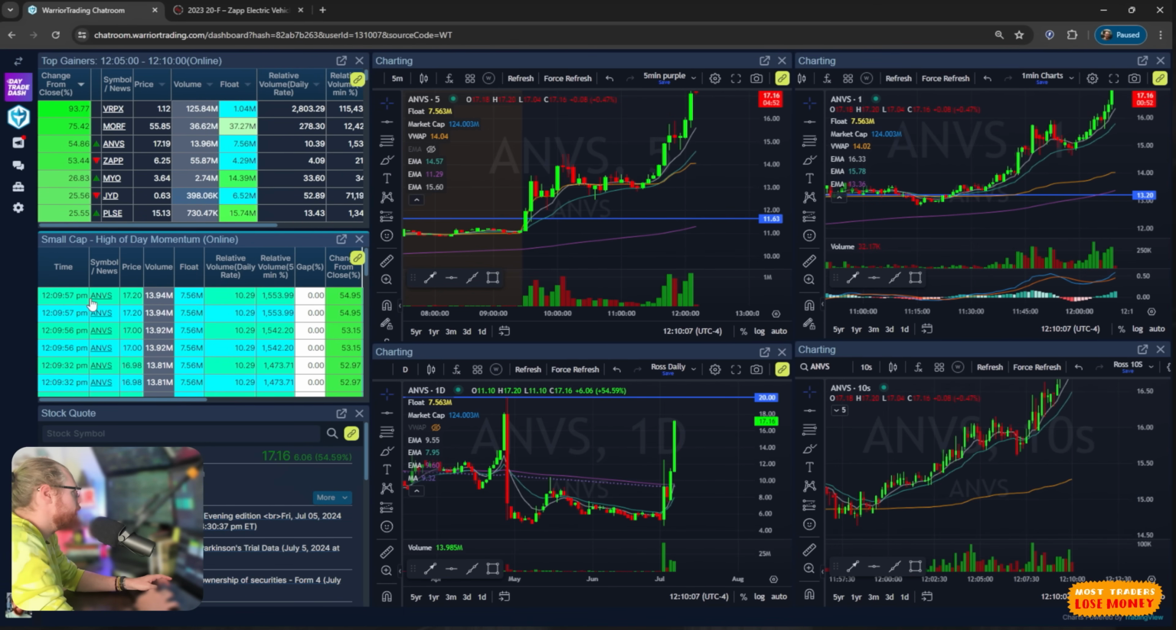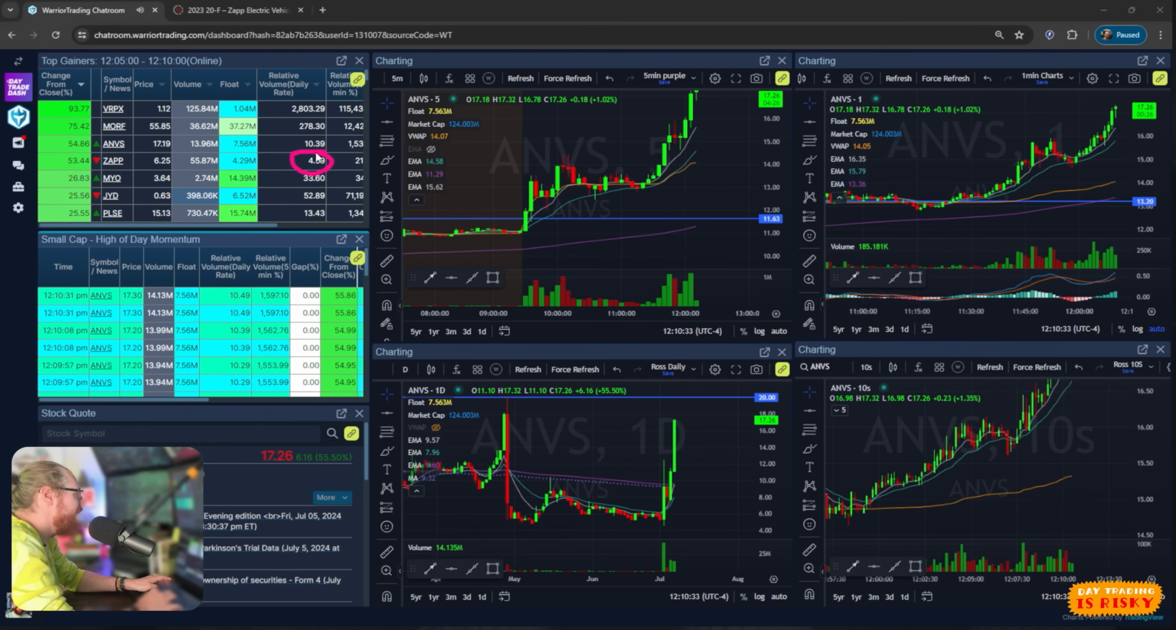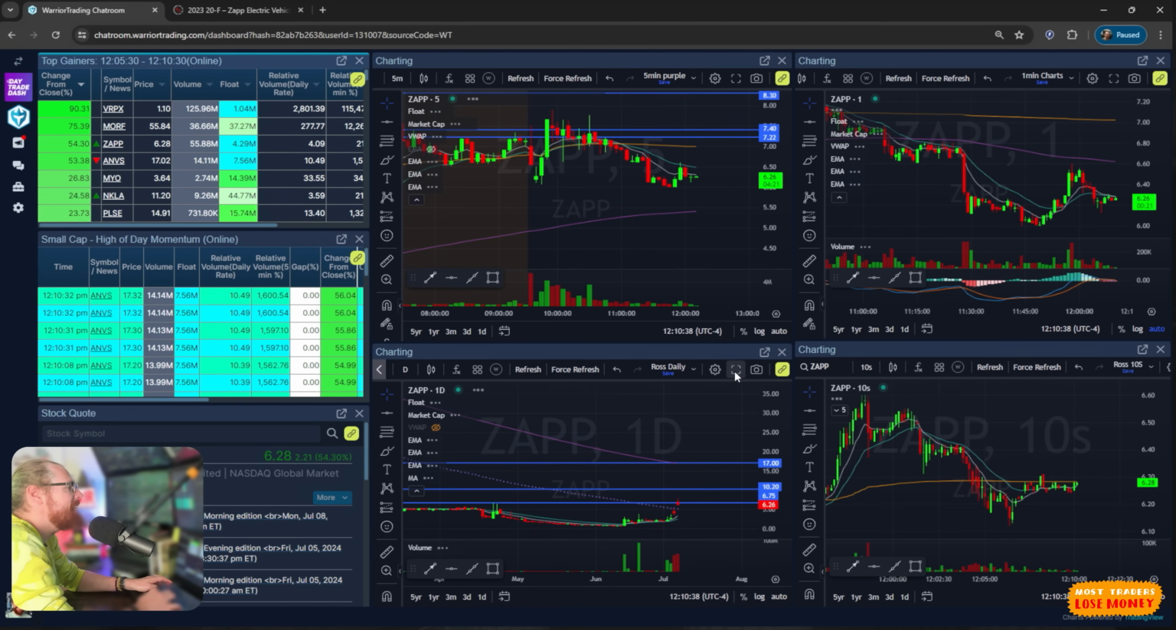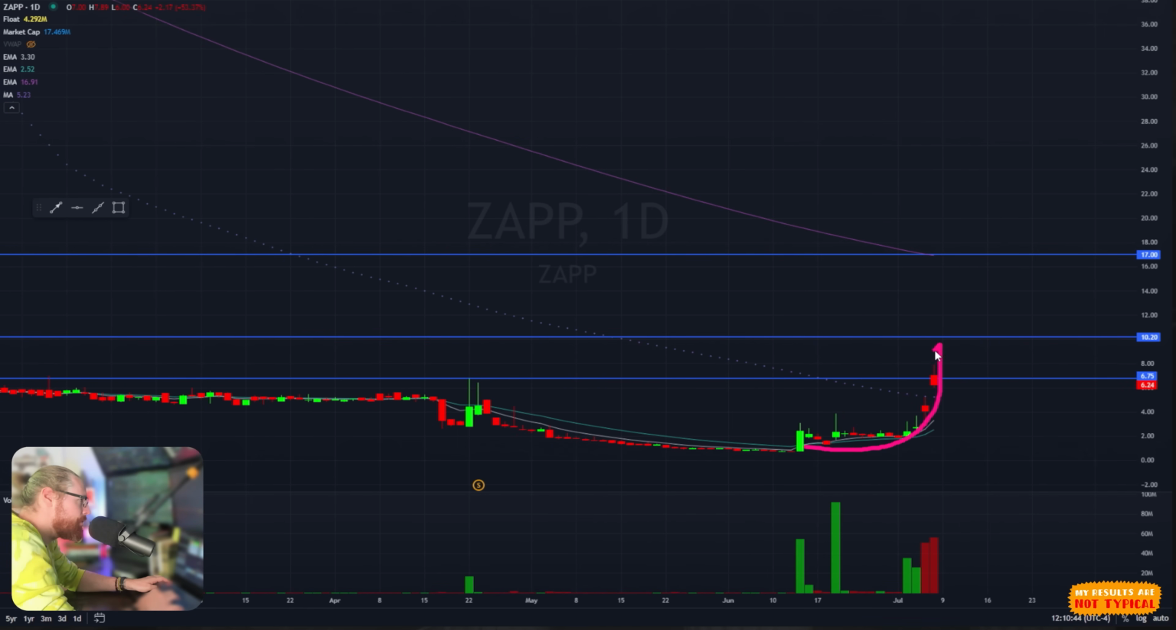So if we look at ANVS right now, as it hits a high of 17.20 right here, we can see that the relative volume on the daily is 10.39. That means this stock is trading on 10 times higher volume than average. We already said my minimum threshold is 5. This is at 10, which is great. ZAPP, which is the stock that I traded today, is actually a little lower. This one's at 4, which is kind of interesting, but this falls into the category of what we would call a continuation setup. Continuation setups are stocks that have been very strong for several days and we're riding that momentum higher.